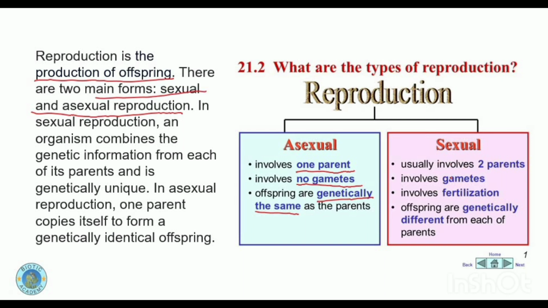But in sexual reproduction, the process requires two parents and involves the fusion of gametes. That process is called fertilization. Offspring are genetically different from each of the parents, but they are of the same species, with some differences from their parents, and that brings variety in living organisms. This is the point where we can see variety within a species.